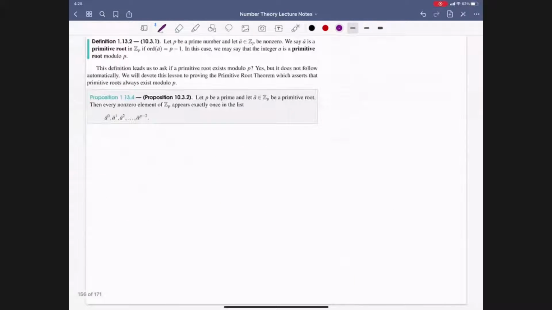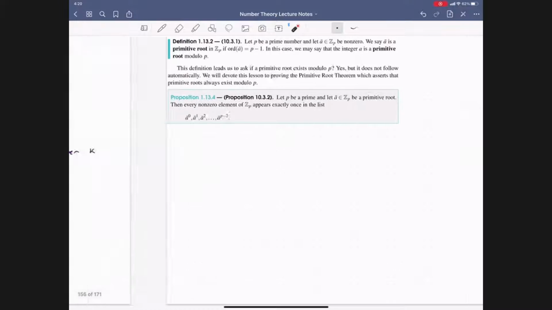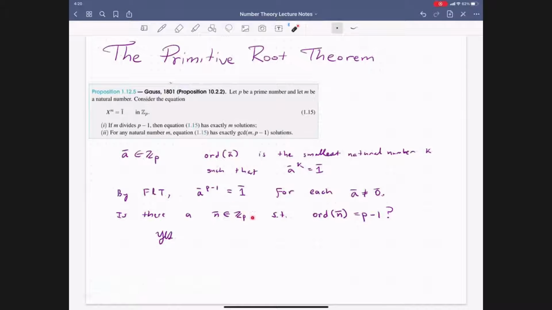So let's go ahead and get started. Let's make a definition. We're fixing p as a prime. We have a congruence class a bar in the integers modulo p, which is non-zero. We will say that a bar is a primitive root in the integers modulo p if the order of a bar is equal to p minus 1. And so we may say that the integer a is a primitive root modulo p. The question we just phrased is equivalent to asking, if we are working over the integers modulo p, is there a primitive root?